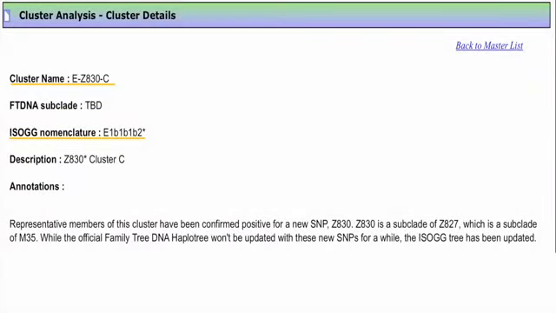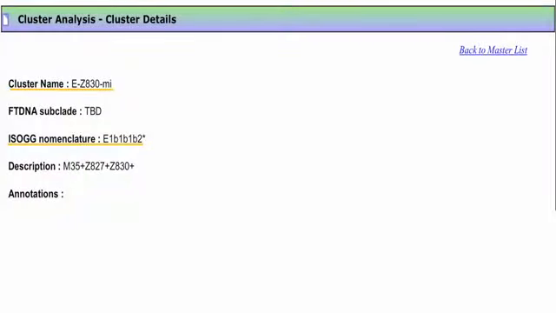Cluster name: E-Z830-C, ISOGG nomenclature E1B1B1B2. Cluster name: E-Z830, ISOGG nomenclature E1B1B1B2.